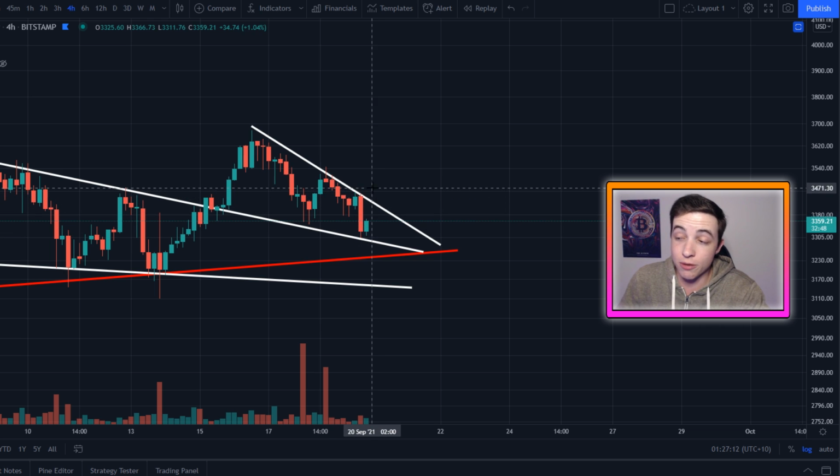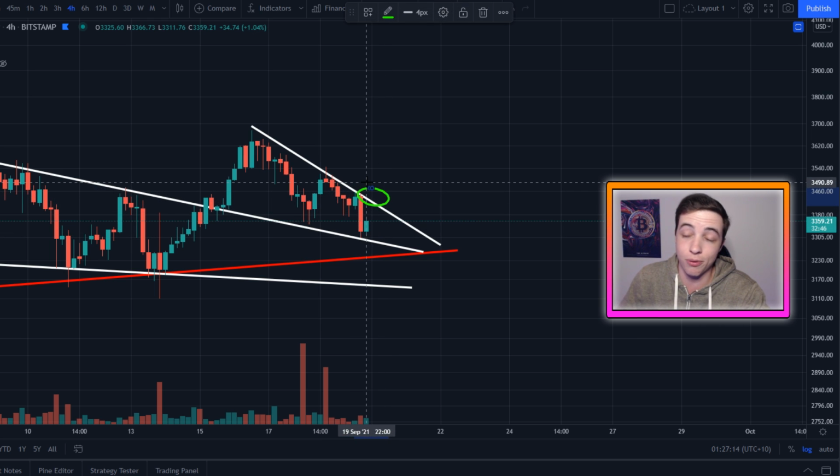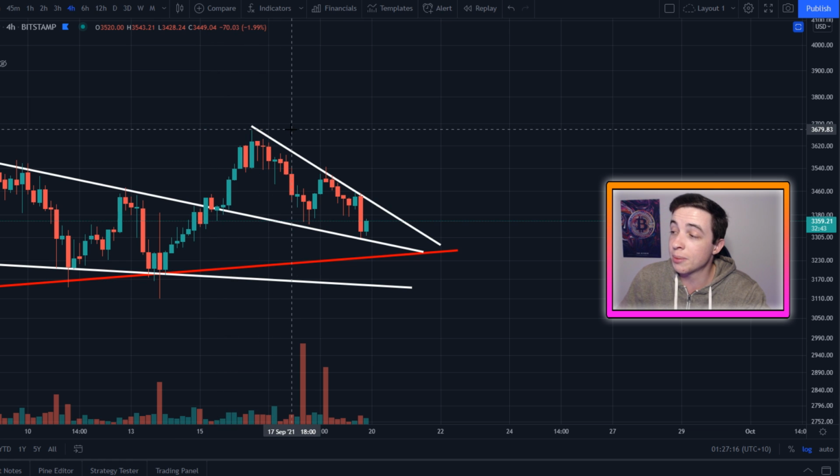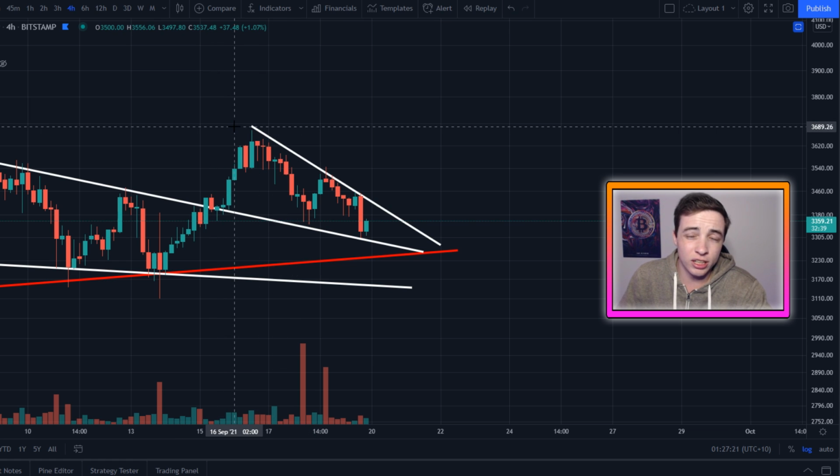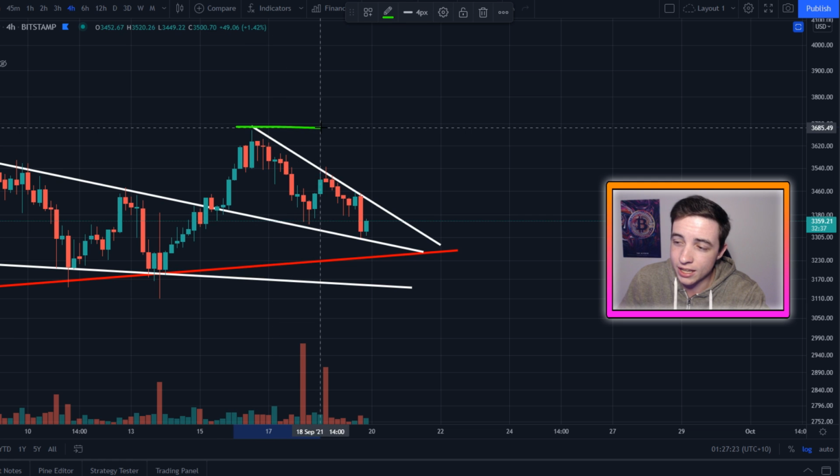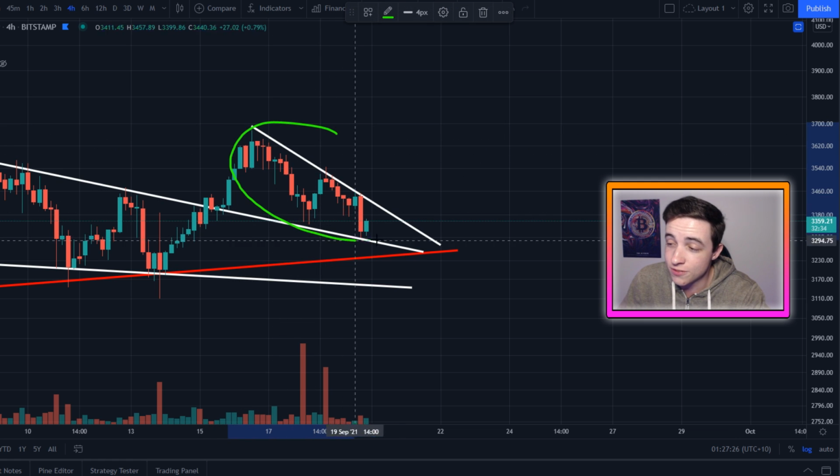And of course, if we break the resistance with confirmation, then the technical price target is simply the top of the wedge, coming in at just above 3.6k. Actually, a bit closer towards 3.7k is once again the technical price target for this falling wedge pattern just here.